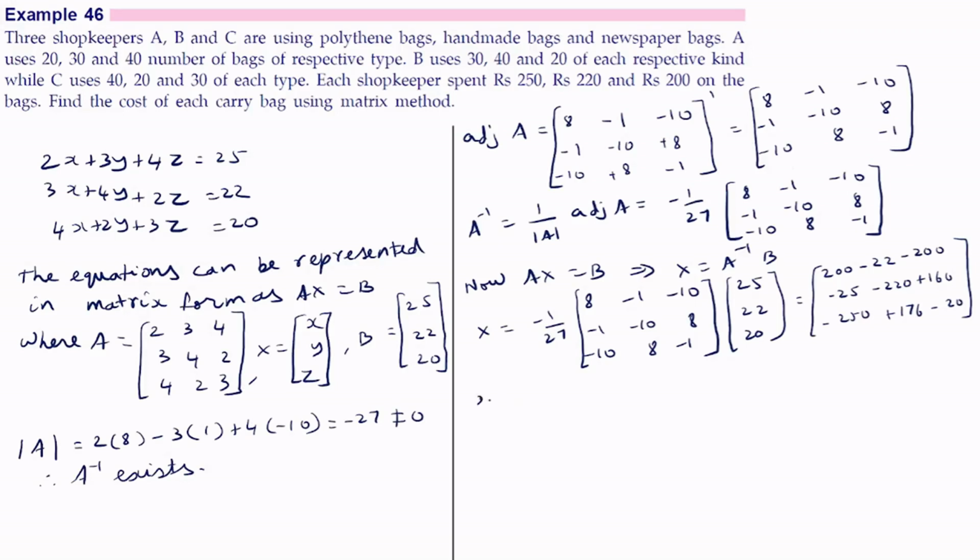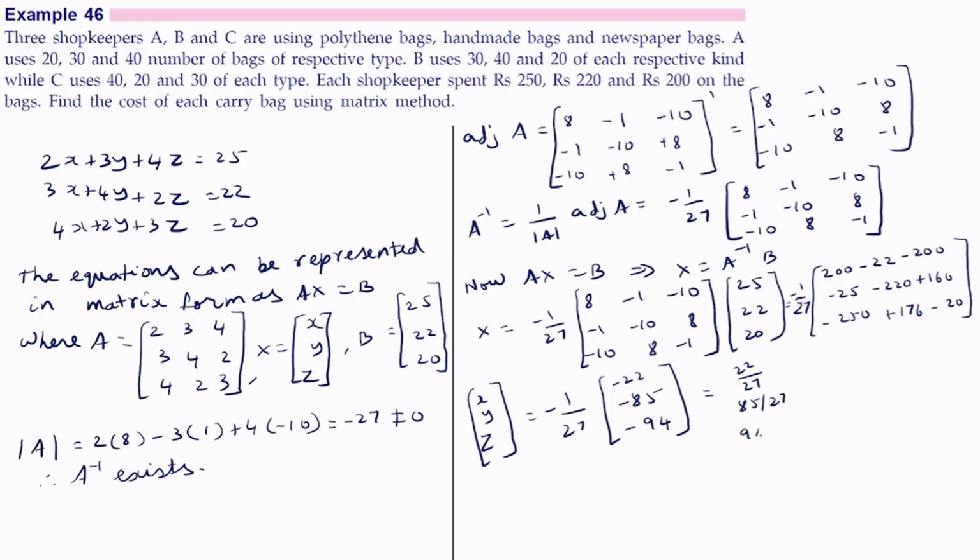So this x is nothing but the variable matrix x, y, z. This is minus 1 by 27 into this matrix. So it is minus 1 by 27 into, here we have minus 22, then minus 85, and then minus 94. So this is nothing but 22 by 27, 85 by 27 and 94 by 27.